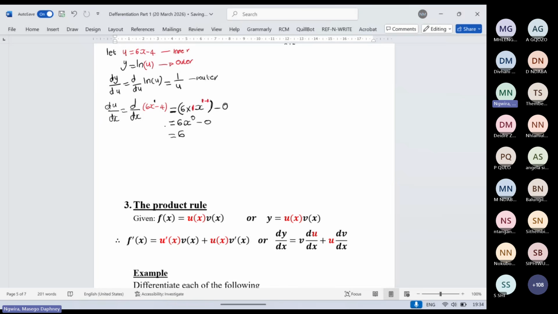Now I have my derivative. So I'm going to say, therefore, the derivative of the composite function is equal to the derivative of my outer times the derivative of my inner.